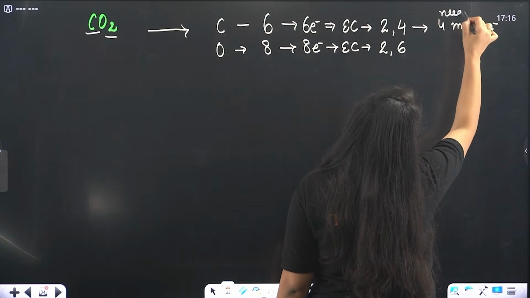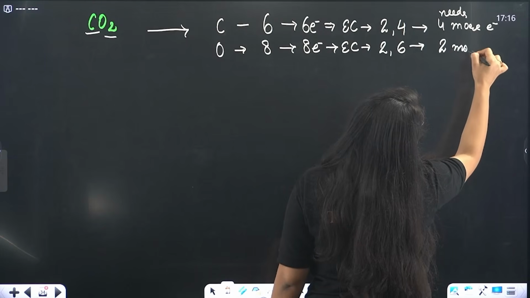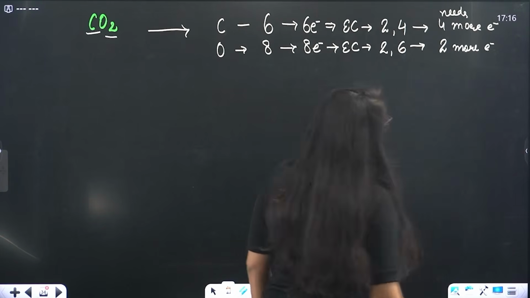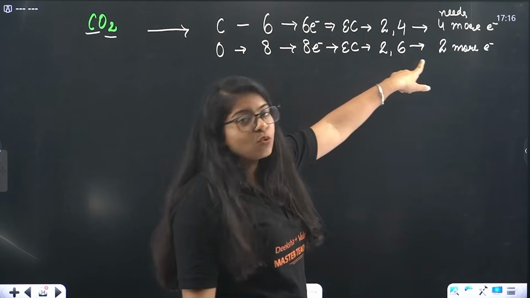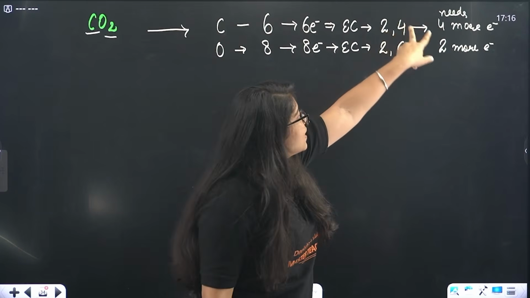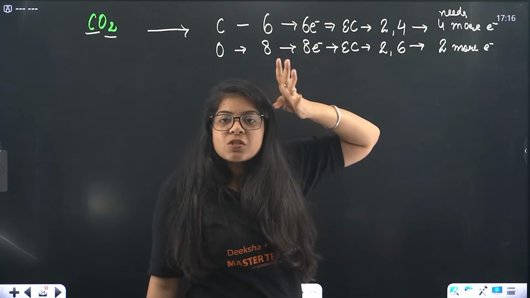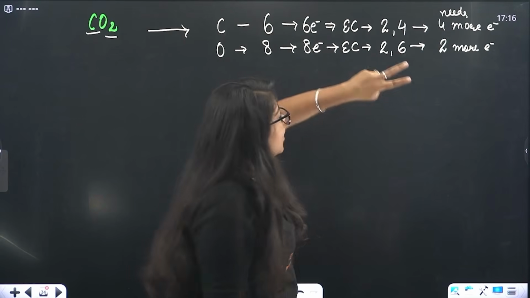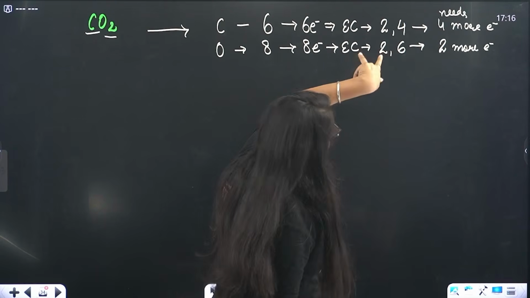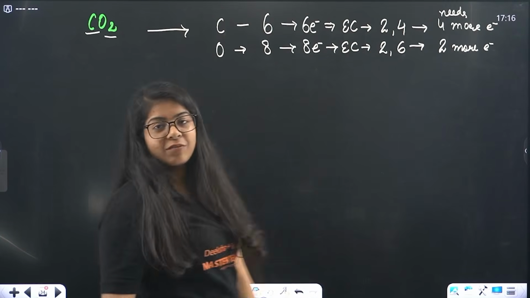It only needs 2 more electrons. So oxygen needs 2 electrons. 2 of these electrons will be shared by carbon. But carbon needs 4 electrons. So we will take 2 oxygens. This oxygen will give 2 electrons, and 1 more oxygen will give 2 electrons, and the carbon bond will be formed.